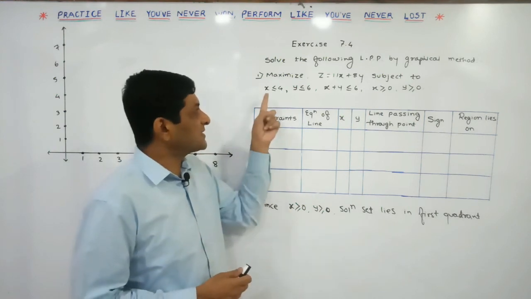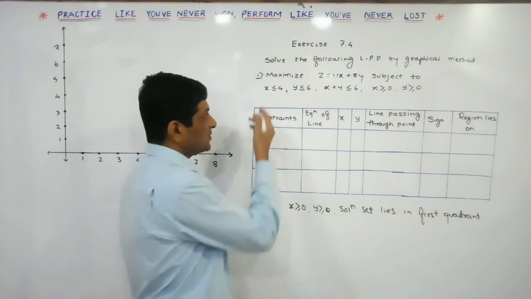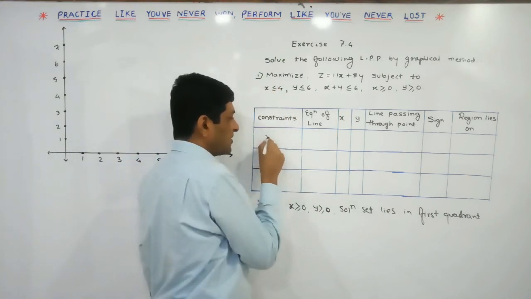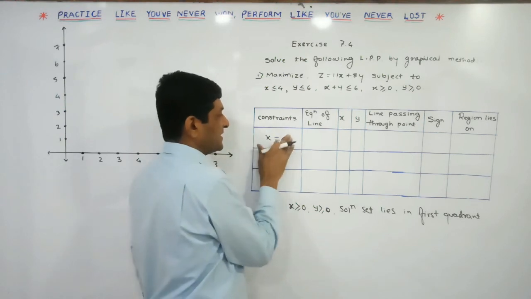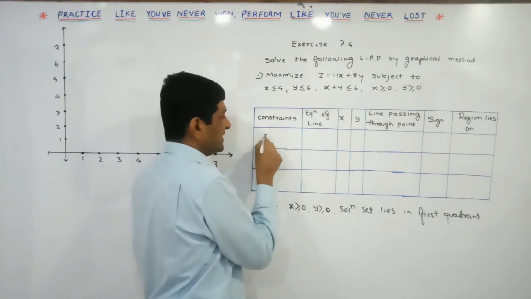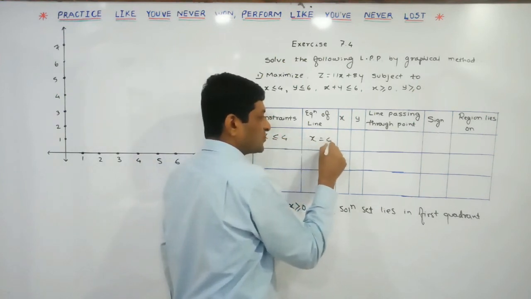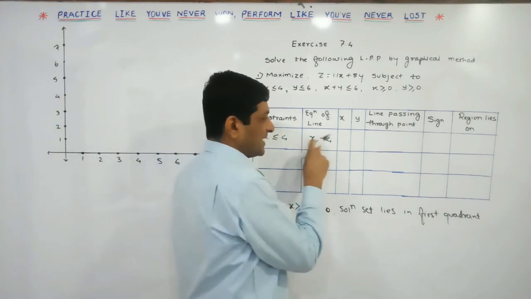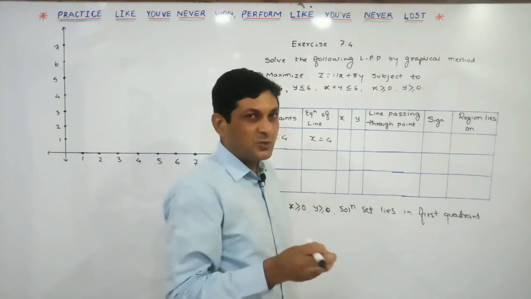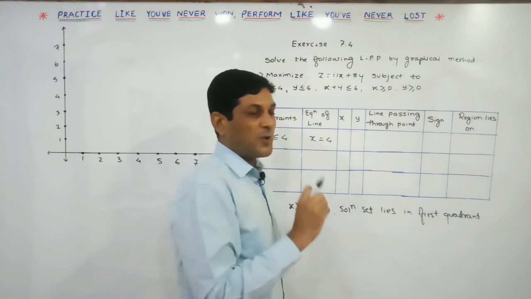So now let us consider the first constraint, x is less than or equals to 4. To find out its solution set we have to consider the line x is equals to 4. Here the given constraint is x is less than or equals to 4. So for that purpose we have to draw the line x is equals to 4. Now this line x is equals to 4 is parallel to the y-axis, and we have to find out the coordinates of one point on the line.